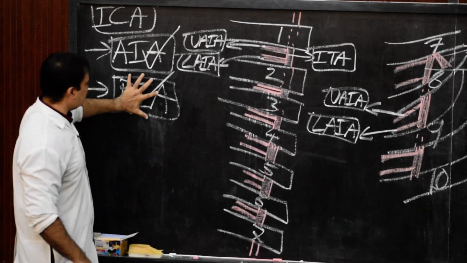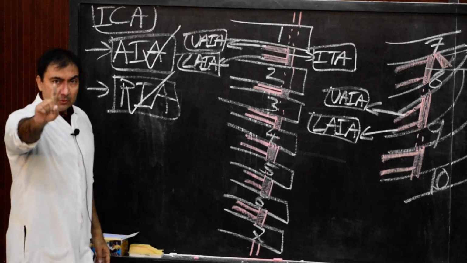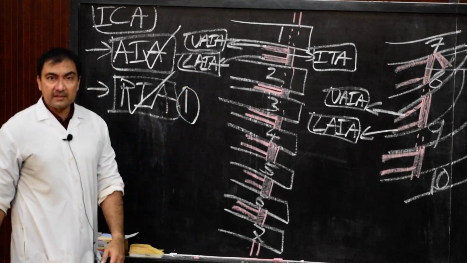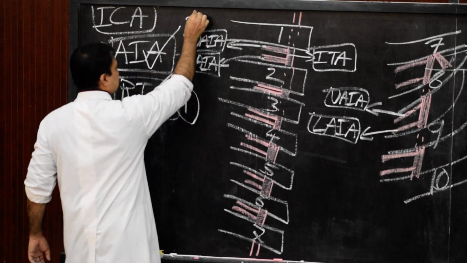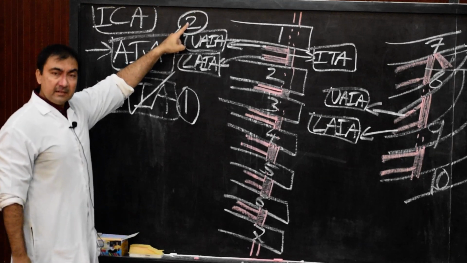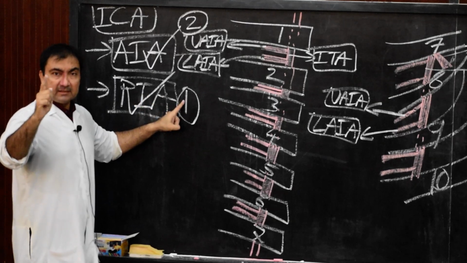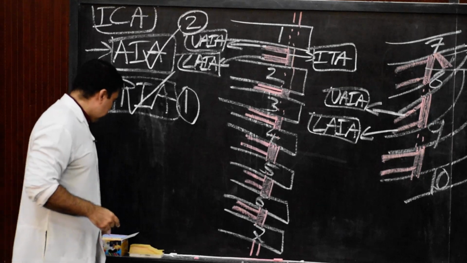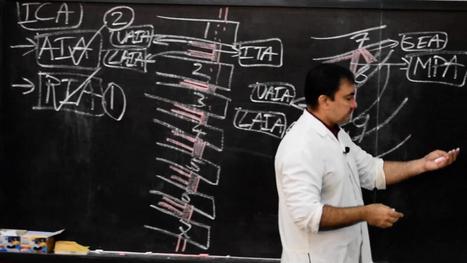Now the posterior intercostal artery: each space will contain only 1 posterior intercostal artery, irrespective of the anterior intercostal arteries. How many in each space? In each space the anterior intercostal arteries are 2, but in each space the posterior intercostal artery will be 1. Now this is also very interesting. With the help of a line diagram we shall understand.